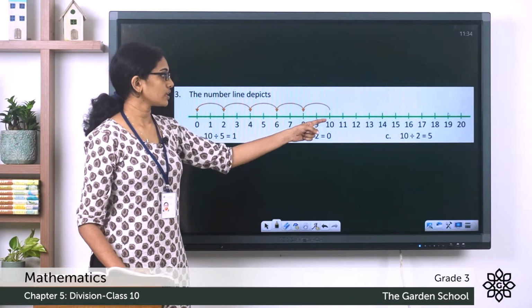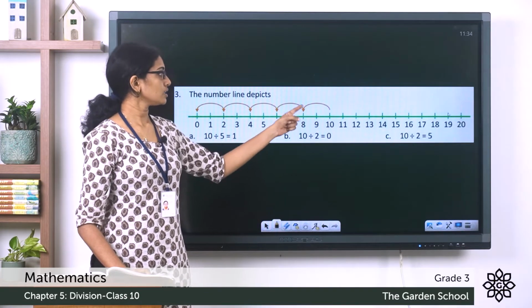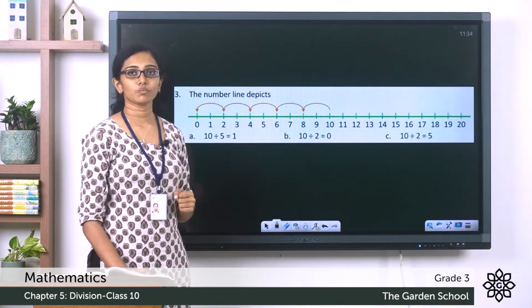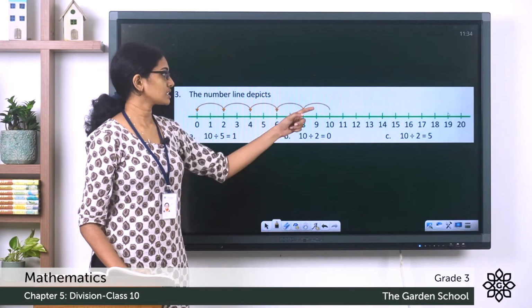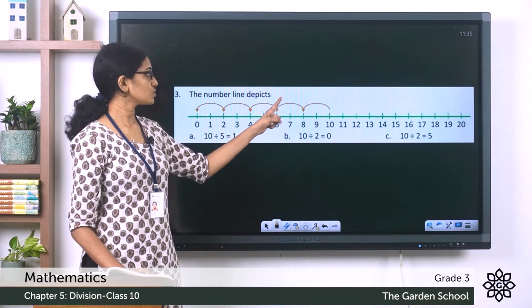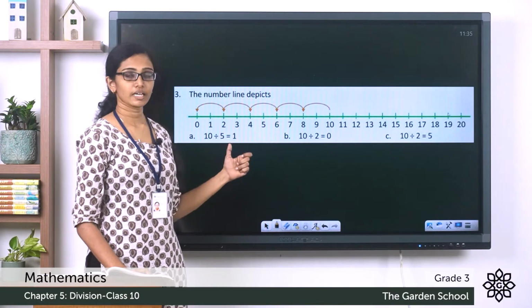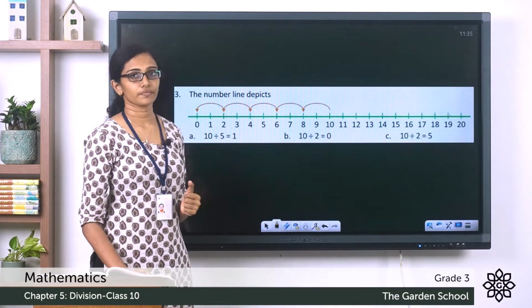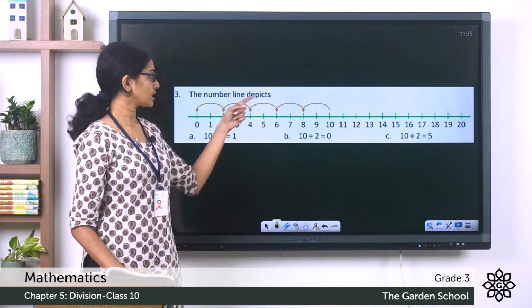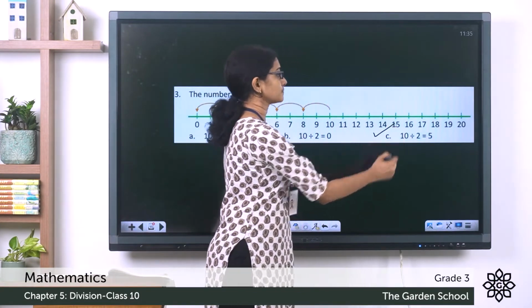And where you start, you are starting from 10. So that is the dividend here. And you are jumping in 2 steps each. So that would be the divisor. So this is 10 divided by 2. And how many jumps are here? 1, 2, 3, 4, 5. So 5 jumps are here and that will be the result of the division. So it is 10 divided by 2 is equal to 5, which is option C.